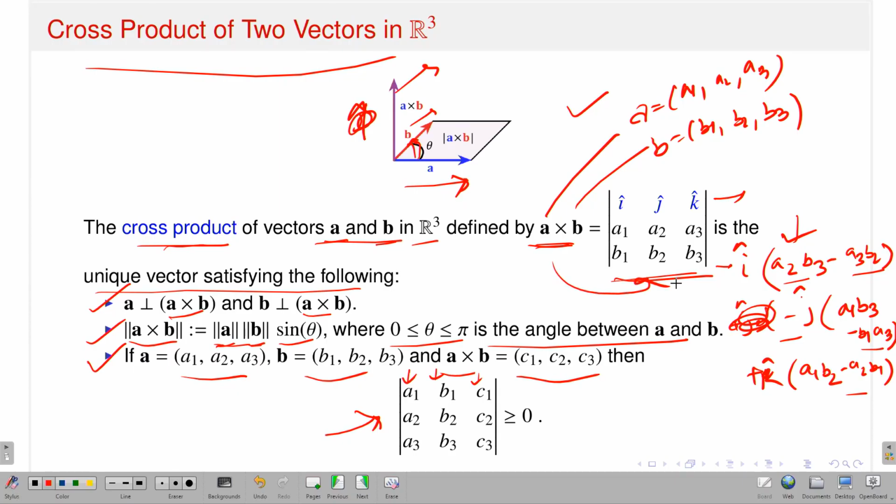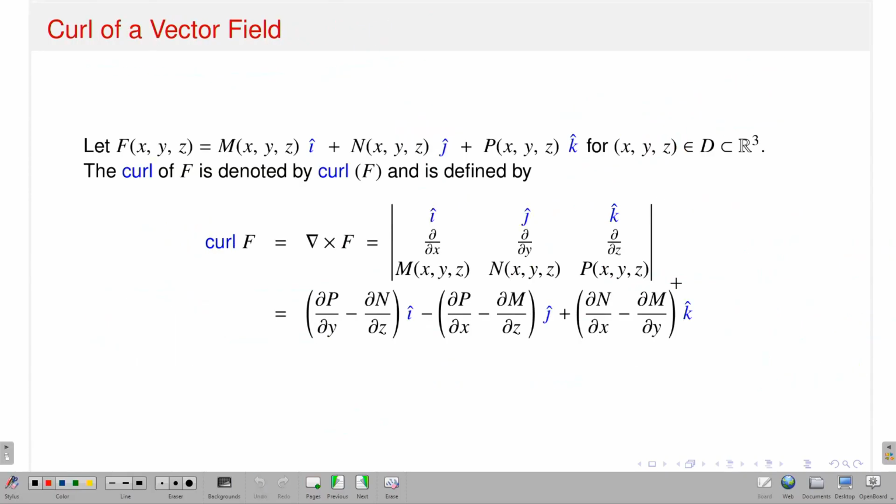If I know A is small a1, small a2, small a3 the components, if I know my vector B which is B1, B2, B3, then using the determinant formula you can have the vector A cross B. Okay. So, now once I have the notion of cross product, then I can talk about the notion of curl of a vector field.